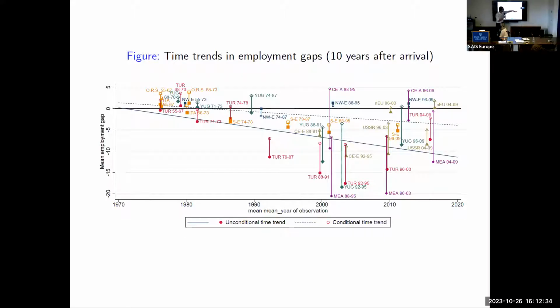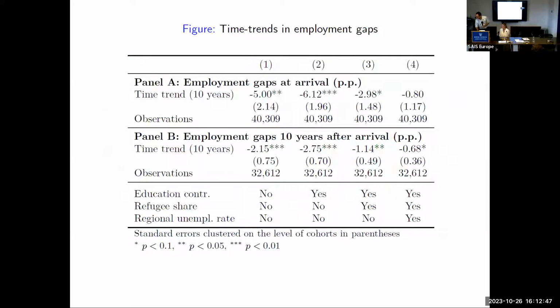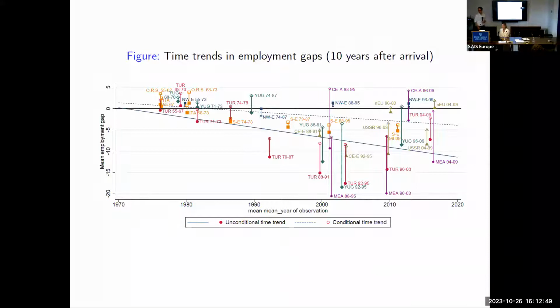So unconditionally, if you just look at the raw gaps, things have worsened a lot. That's this time trend, the solid line. We see that employment gaps have increased by about, I have the table here, about 5 percentage points each decade. So they went basically from 0 to 20, 25% gaps that we see more recently. Part of the reason is that the guest workers did relatively well, at least initially. Not surprisingly, because they basically migrated into an employment contract, so it's maybe a bit mechanical that they did well.